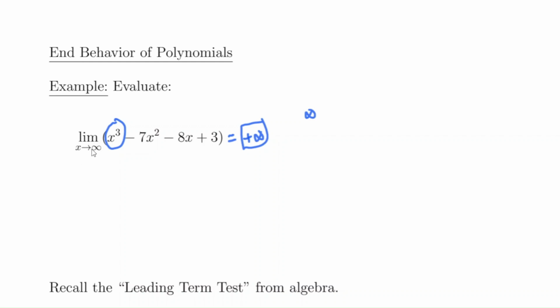Now, what if we approach negative infinity? What if we plug in a really big negative number, like negative 10, let's say? Well, negative 10 cubed is going to be a negative number, right? Negative 10 times negative 10 times negative 10. It'll be a really big negative number. And then these numbers are going to be much smaller, so they're not really going to affect the answer. So our answer in that case would be negative infinity. So limit as x approaches negative infinity, this would be negative infinity.